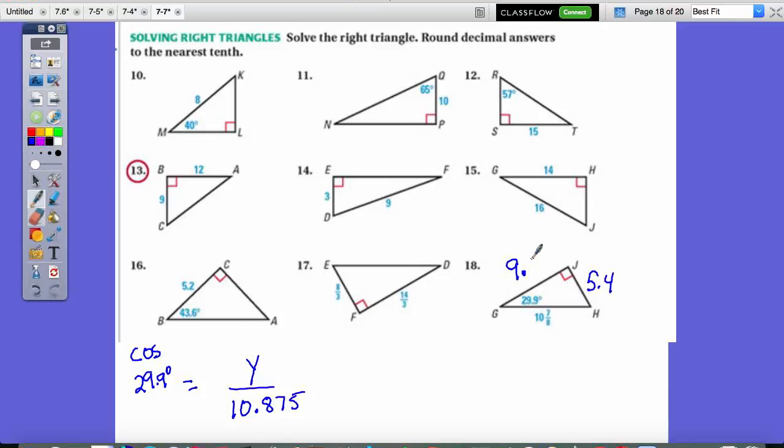I hope now you feel a little bit more comfortable. There are other ways to solve each of these problems. I just tried to use the information that was given each time I was setting it up, rather than using the answers I had found, to avoid any potential rounding issues.